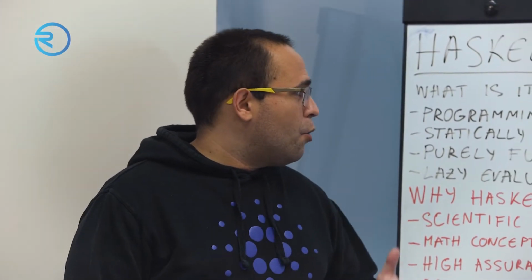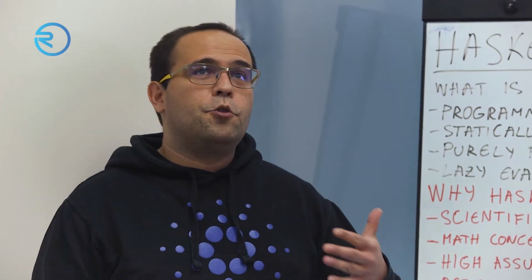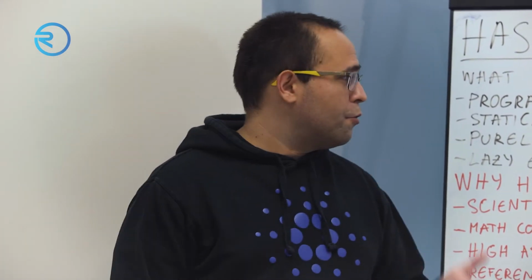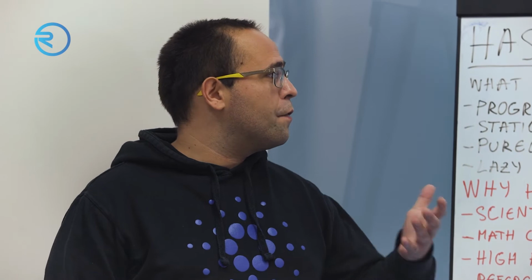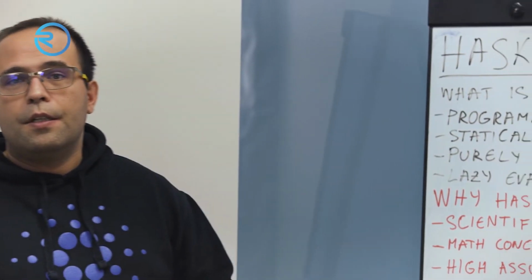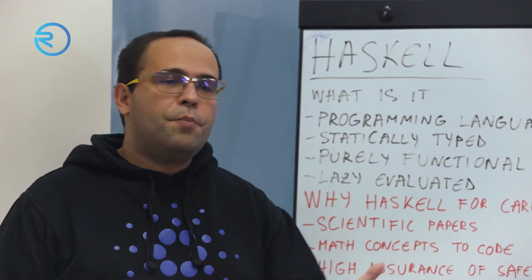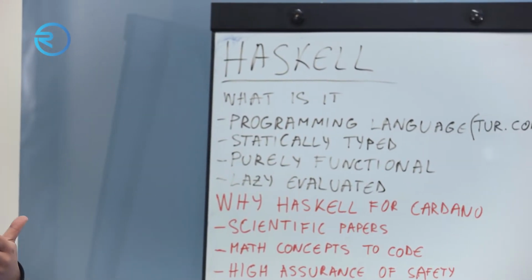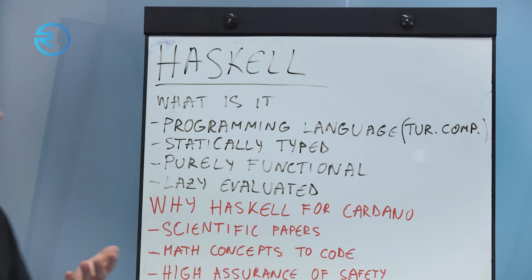Haskell is a programming language, a Turing-complete programming language. Now, Turing-complete is just a fancy way of saying that whatever any programming language can do, whatever any computer can do, can be programmed in Haskell. So it's anything that is computable can be computed using Haskell.